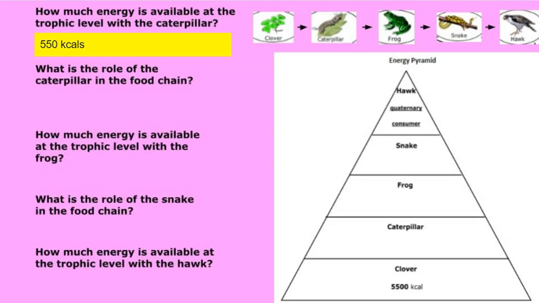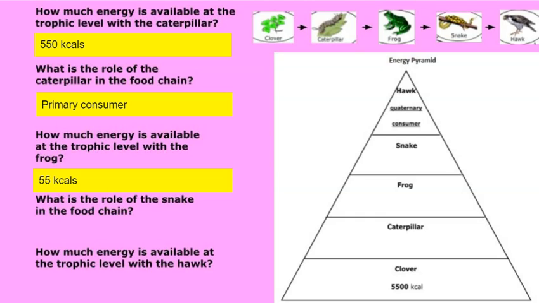What's the role of the caterpillar in the food chain? It is the primary consumer. Right? How much energy is available at the trophic level with the frog? Well, if it's 550 kilocalories at the caterpillar at that second trophic level, then that third trophic level where the frog is, it's only going to be 55 kilocalories of energy.